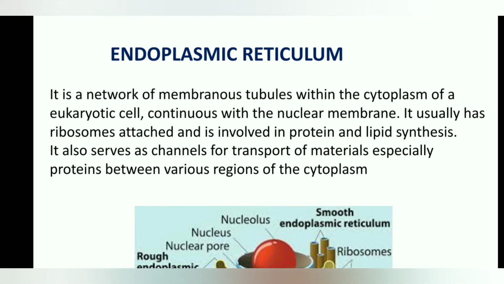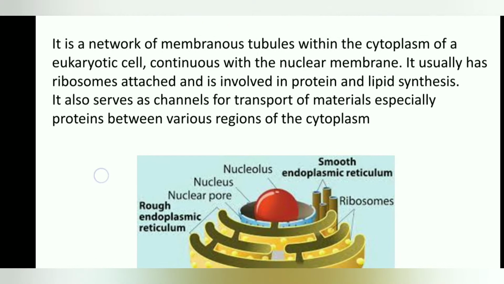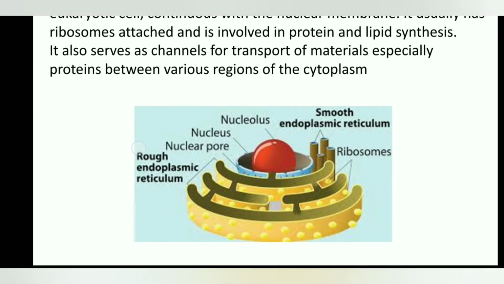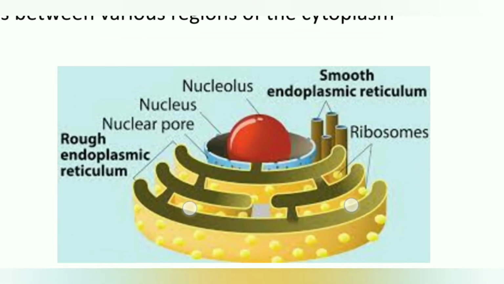It is a network of membranous tubules within the cytoplasm of a eukaryotic cell, continuous with the nuclear membrane. It usually has ribosomes attached to its body and is involved in protein and lipid synthesis. It also serves as a channel for transport of materials, especially proteins, between the various regions of the cytoplasm. In the picture you can see two types of endoplasmic reticulum, rough endoplasmic reticulum and smooth endoplasmic reticulum.